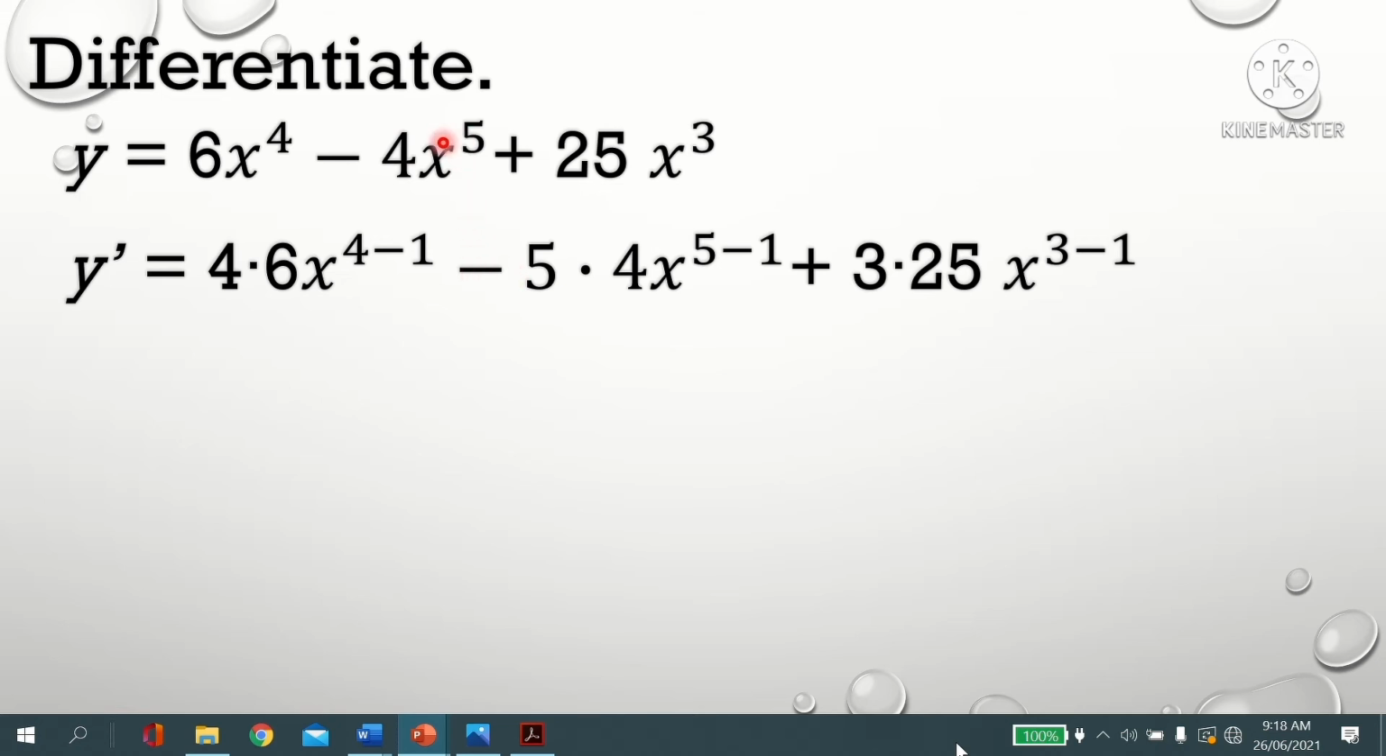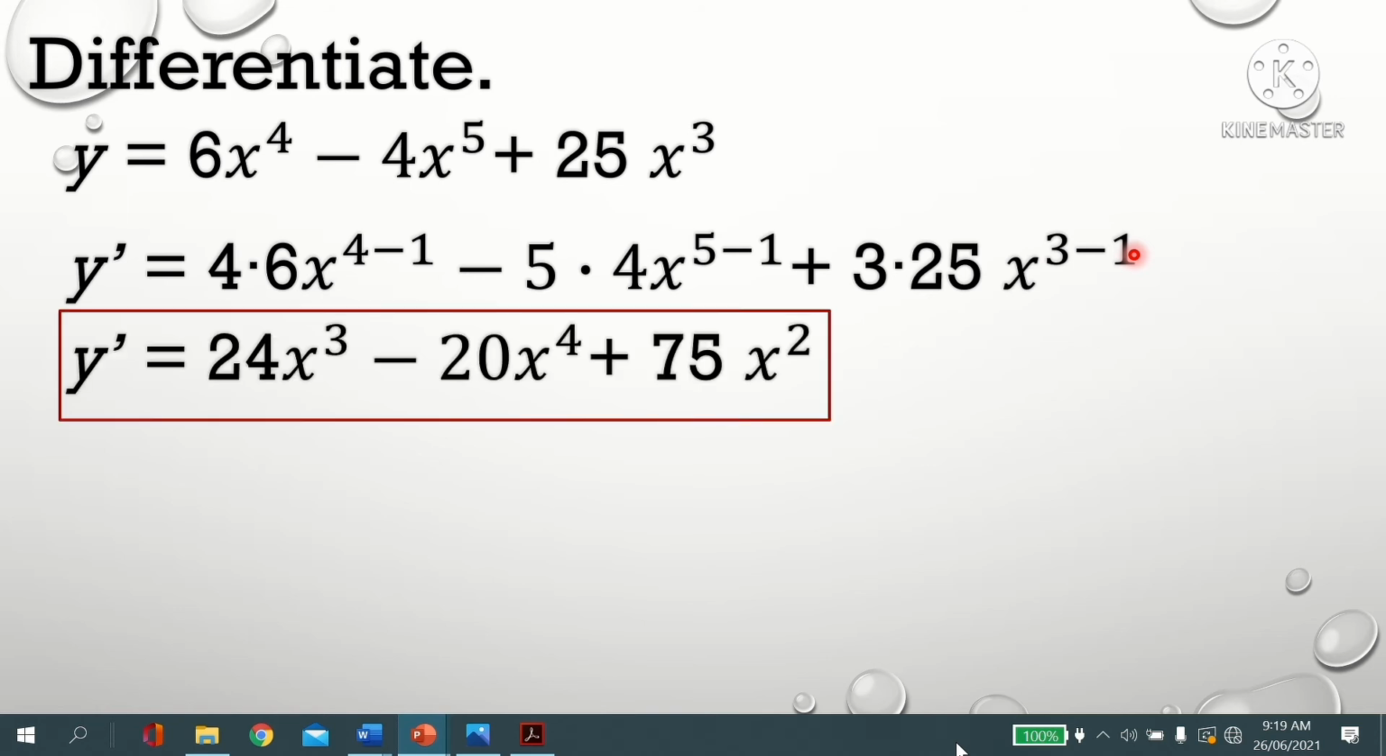Ito po, 5 times 4, x raised to 5. Again, magsusubtract ka po ng 1. Okay, so we're done with the second term. For the third term, just copy plus, and then 3 times, ito po, yung numerical coefficient, which is 25. So 3 times 25, x raised to 3 minus 1. And then simplify. So that is the final answer.